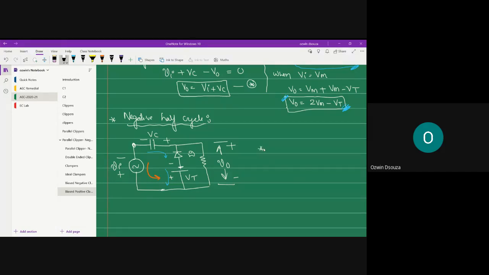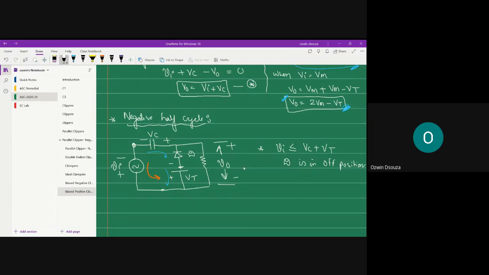So I can write the condition something like this. If Vi is less than or equal to Vc plus Vt. Why Vc plus Vt? Because Vc and Vt have the same polarity, right? I mean, they are additive in nature. Hence, I'm taking the total voltage as Vc plus Vt. So at the maximum, your right hand side can be equal to left hand side, or your right hand side can be less than your input. As long as your input is less than or equal to Vc plus Vt, diode D is in off position.